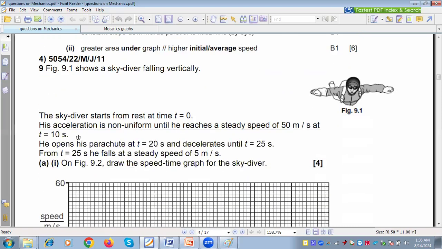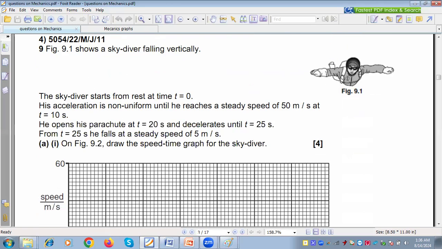Now question number 4, and that is from May June 2011, 5054. The figure shows a skydiver who is falling vertically. The skydiver starts from rest at time t equals 0. His acceleration is non-uniform until he reaches a steady speed of 50 meter per second at t equals 10 seconds. He opens his parachute at t equals 20 and decelerates until t equals 25 seconds. From t equals 25 seconds, he falls at the steady speed of 5 meter per second.